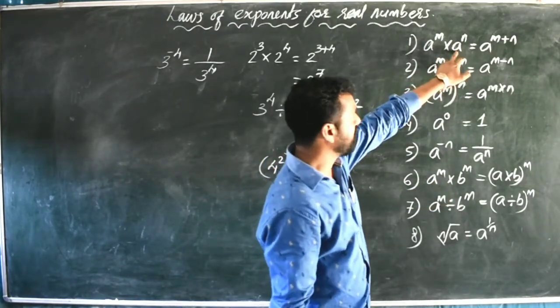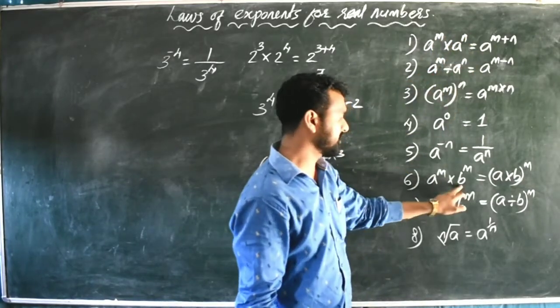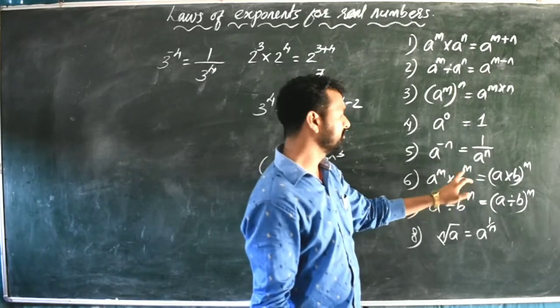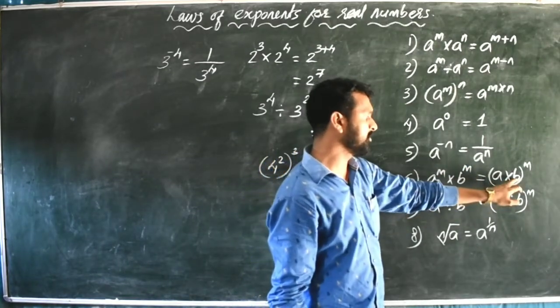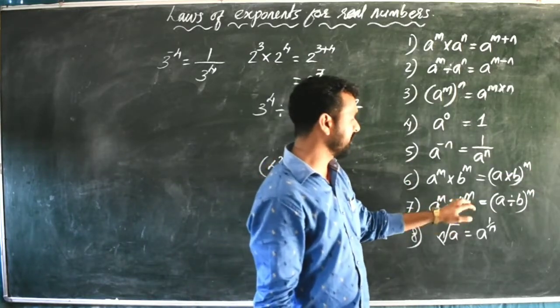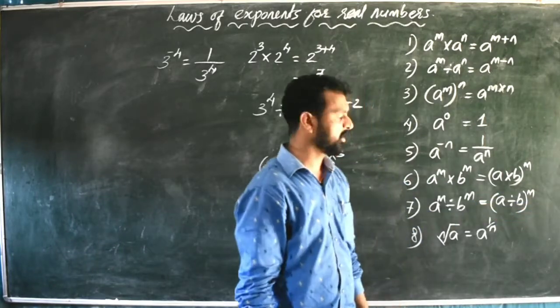Here bases are equal, exponents are different. But here bases are different and the exponents are equal. a raised to m into b raised to m is equal to (a into b) the whole raised to m. And a raised to m divided by b raised to m is equal to (a divided by b) the whole raised to m.